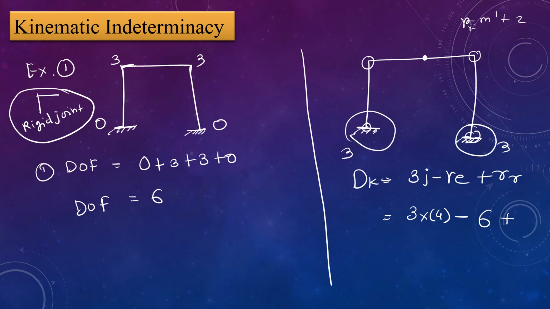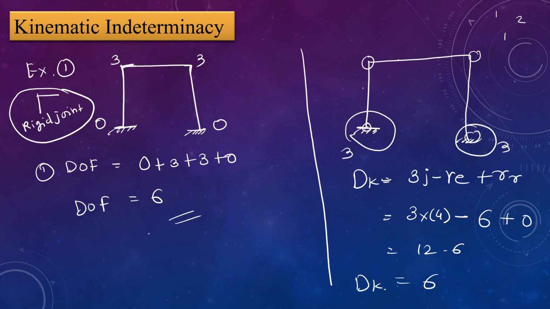Here two members are connected, first and second, so 2 plus 2 equals 4. That applies if an internal hinge is present, but in this particular diagram there is no internal hinge, so I take Rr as 0. Solve this: 12 minus 6 equals 6, so Dk is 6. So if you solve with the help of degree of freedom, the value is the same as with the formula.